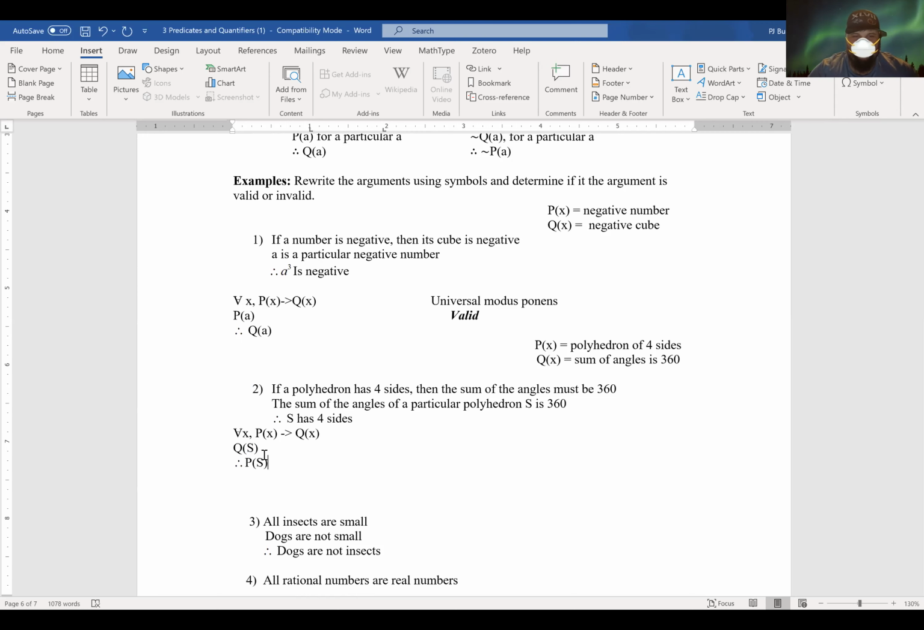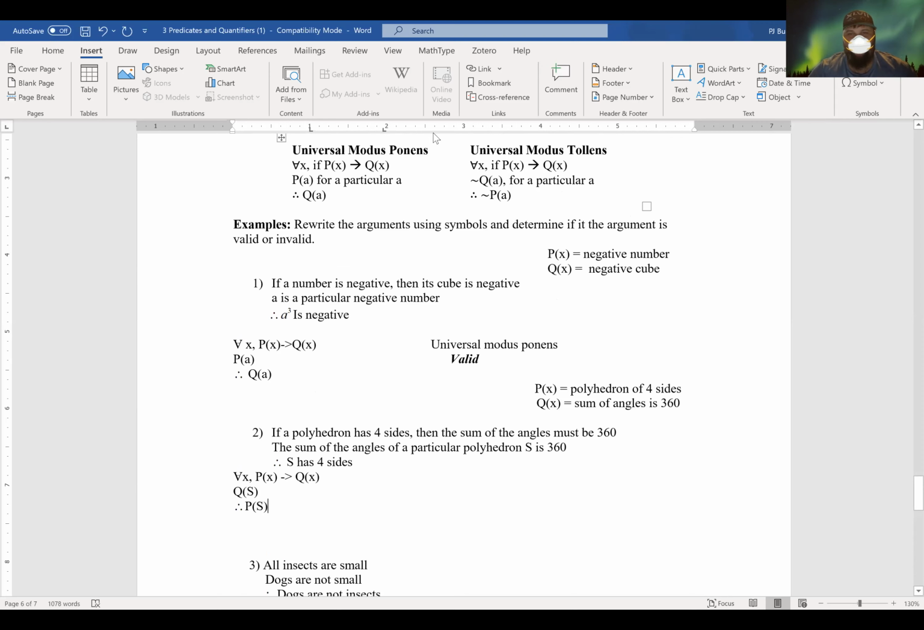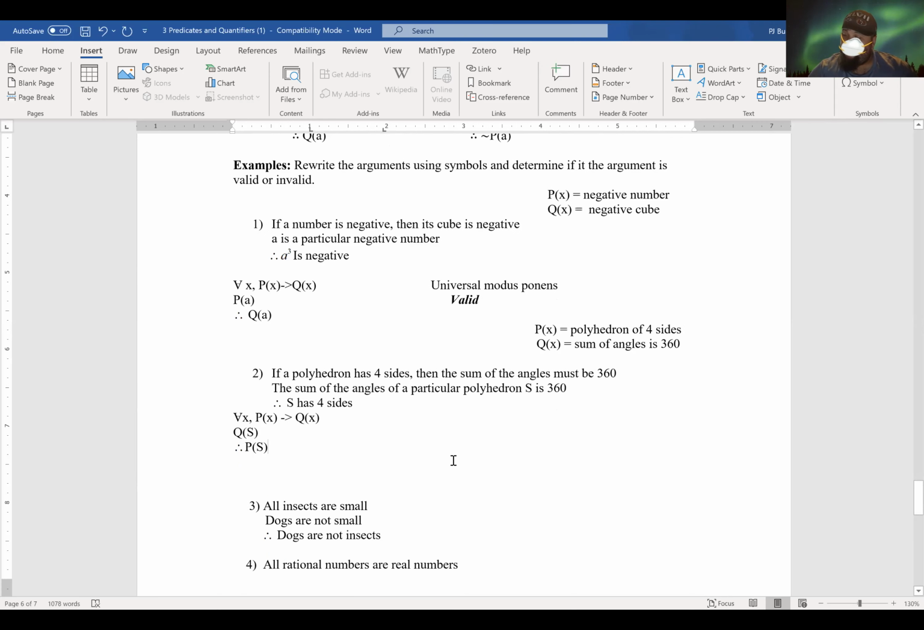So unfortunately, that does not match modus ponens or modus tollens. This is, however, referred to as converse error. And hopefully the word error instills the idea that it is invalid.